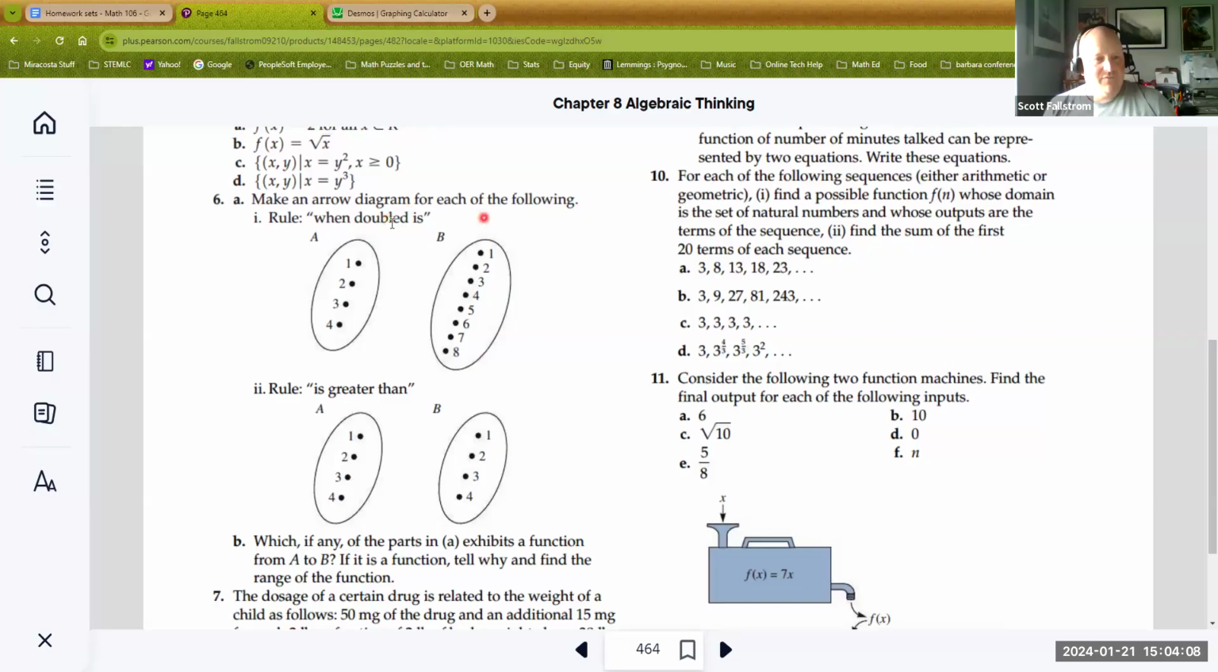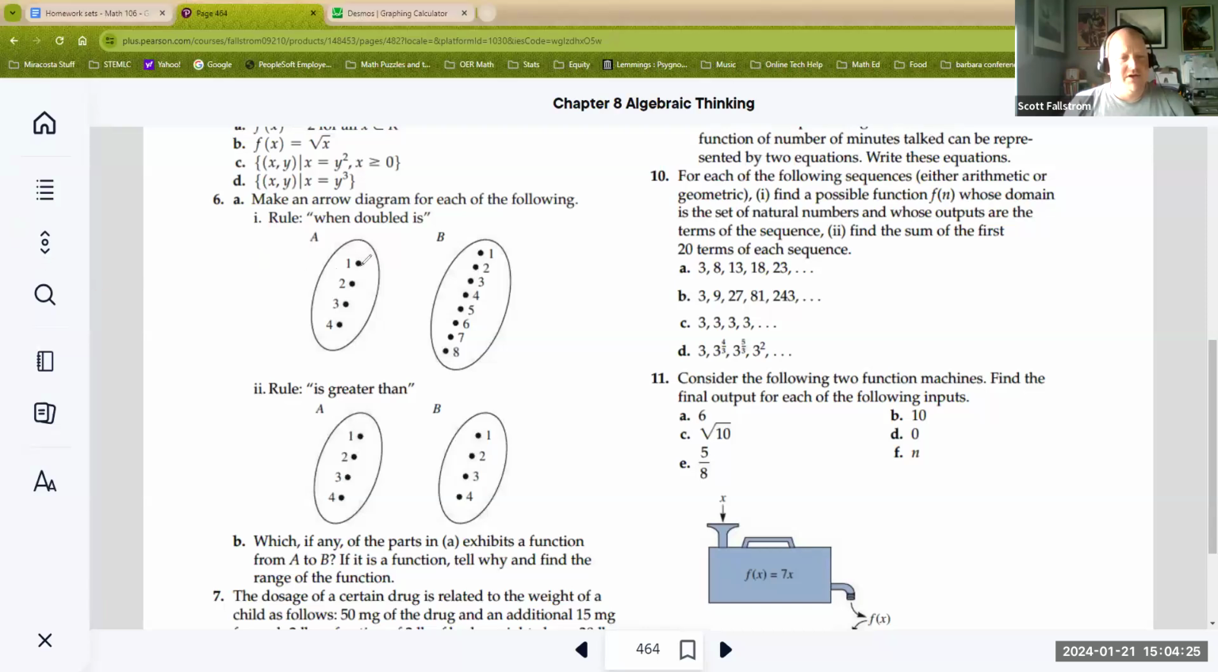Make an arrow diagram for the rule. The rule says when doubled is. So you have to read it. You almost have to read it like a sentence. Like you say, so I start with the number 1. 1 when doubled is, and then you just kind of draw the map. So 1 when doubled is 2. So I draw a little arrow like that. Okay. 2 when doubled is, and then you kind of make the connection there.